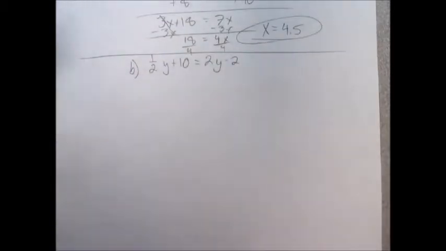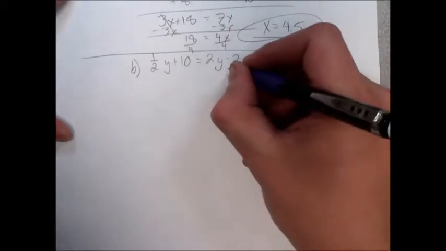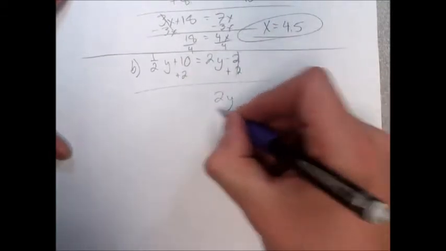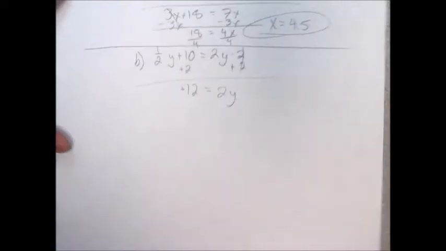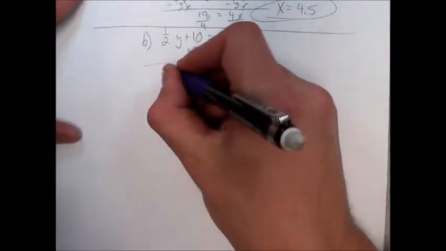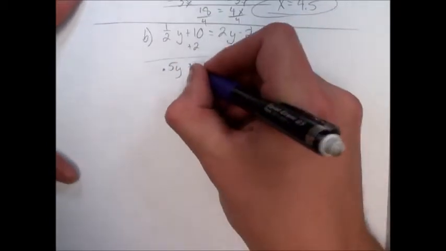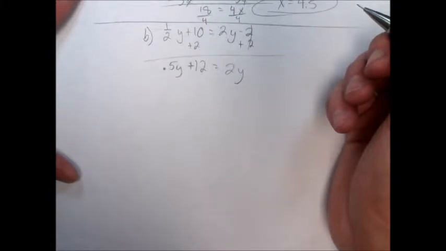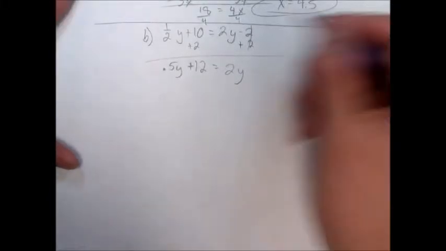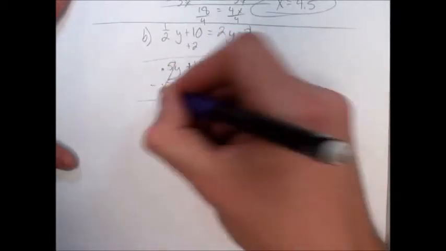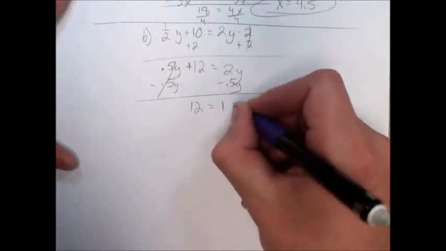Part B, solving it the same kind of concept. I need to add 2 to both sides. I'm left with 2y over here, 12 right there. Should I convert my 1/2 y to 0.5? Would that help? Okay, I will do that. So 0.5y. Now what? I subtract 0.5y, so those go away. I get 12 equaling 1.5y.